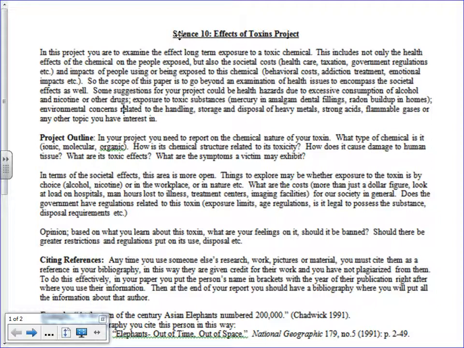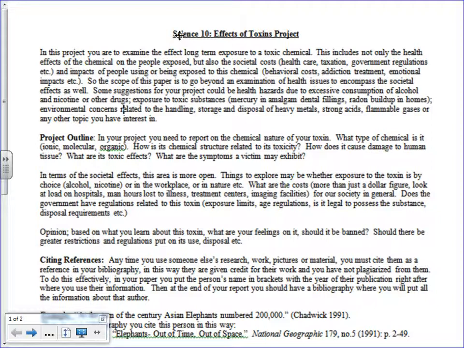All right. So what are also the impacts of people using or being exposed to this chemical? Again, behavior costs, addiction treatment, emotional impacts. So the scope of this paper goes beyond telling me this stuff is poisonous, Mr. Coder, you shouldn't drink it. It's got to be more than that. This stuff can also affect you or someone else in this way.